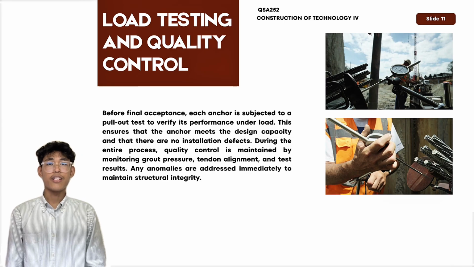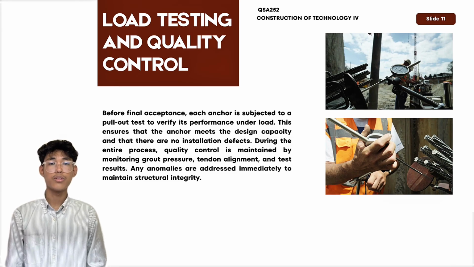Load testing and quality control. Before accepting the anchor system, we perform load testing. Each anchor goes through a pull-out test to make sure it can hold the expected load. Throughout the process, quality control is done by monitoring things like grout pressure, tendon alignment, and test results. If any issues are found, they are fixed immediately. This is to ensure that the final structure is safe and meets the design standard.